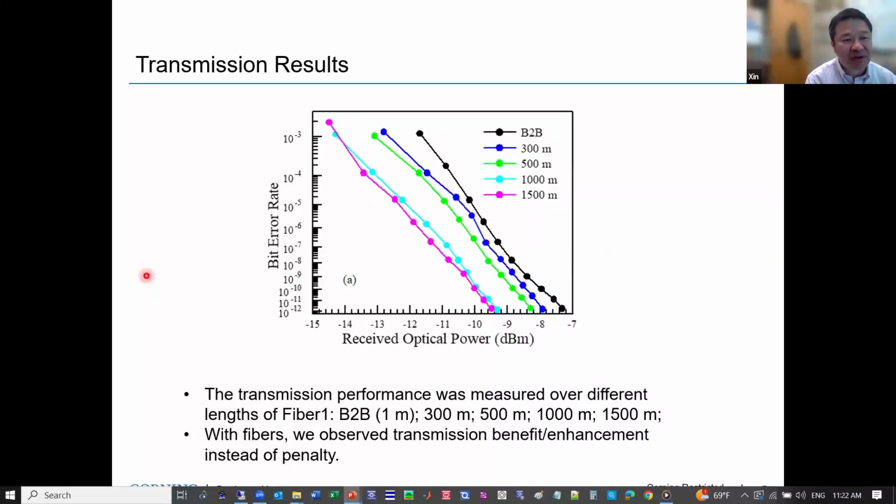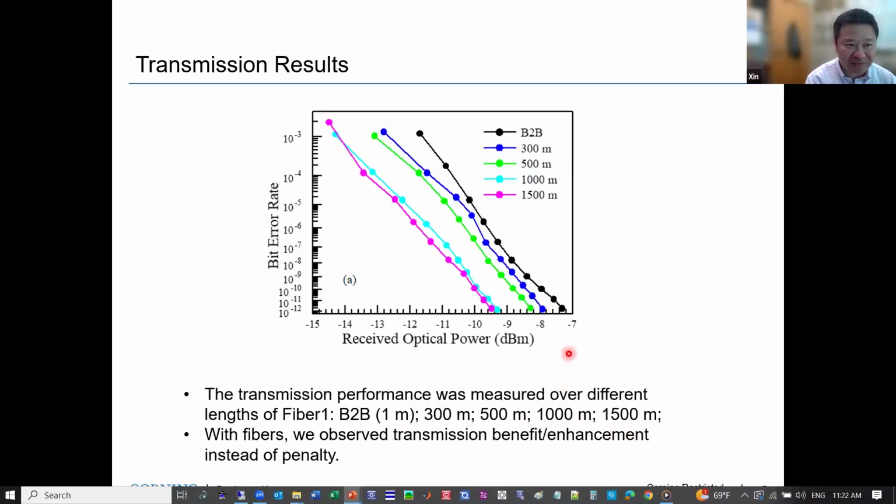So in the first experiment, we have done the transmission experiment. This is also a typical experiment many researchers have done to characterize the transmission performance. Using our equipment, we have done NRZ transmission at 25 gigabit per second. And we have measured back to back and through the fiber at 300 meter, 500 meter, 1,000 and 1,500 meter.